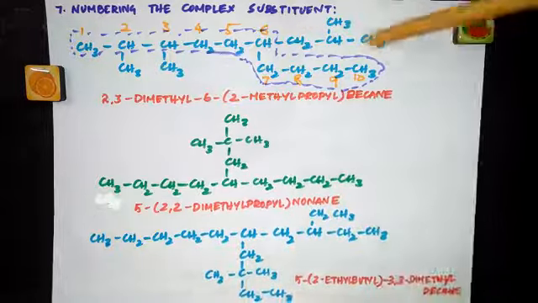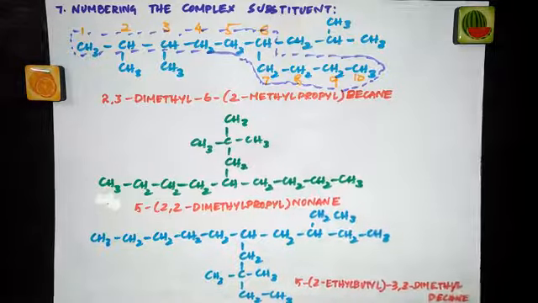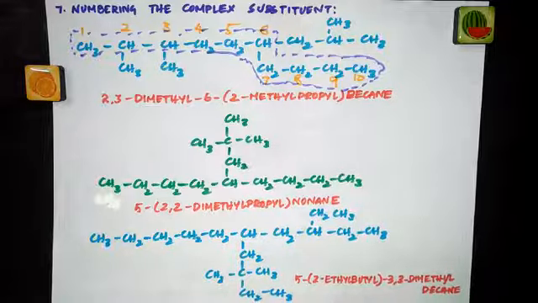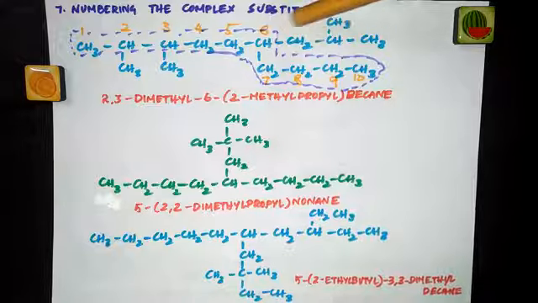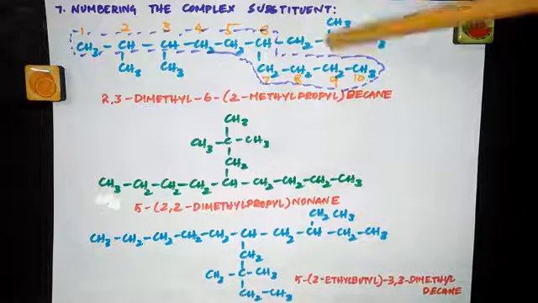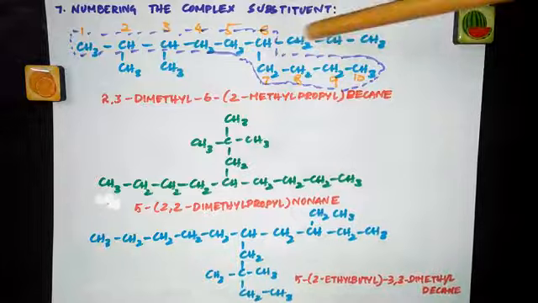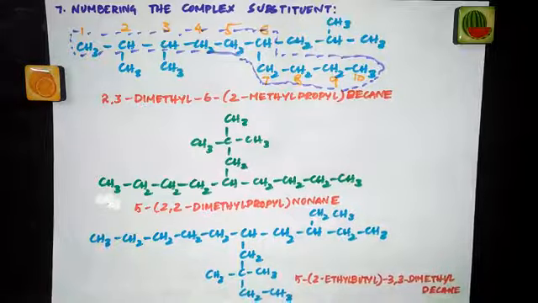But here I have a complex substituent. So now we are going to number the substituent separately and name it. So let's start numbering from here. 1, 2, 3. 3 carbon atoms, propane. In the second position, I have methyl. So I can call this 2-methyl propane if it is separate.